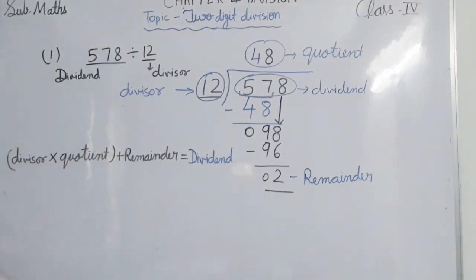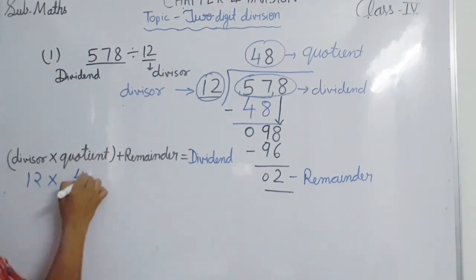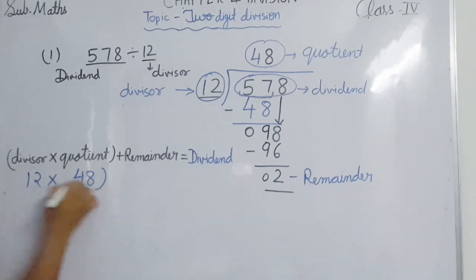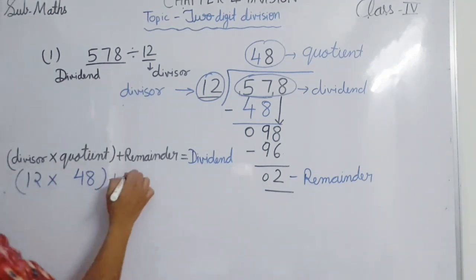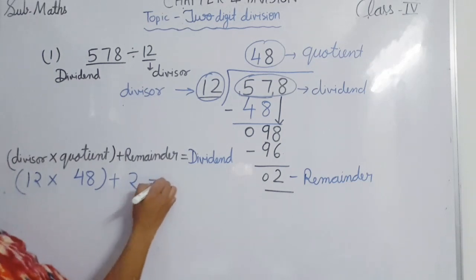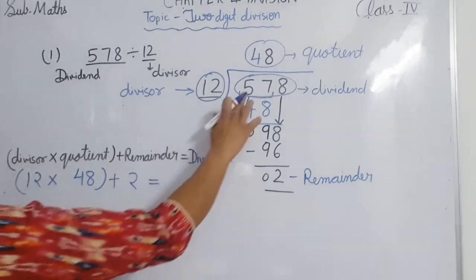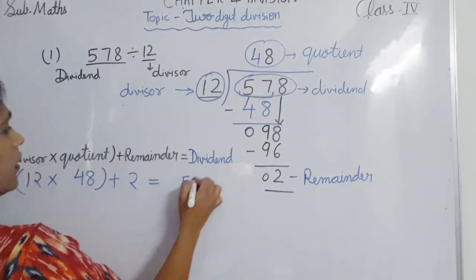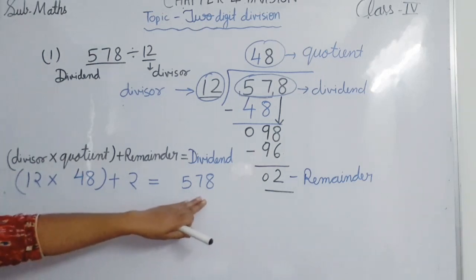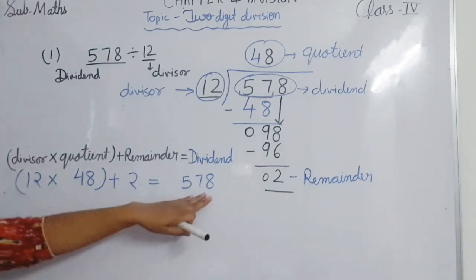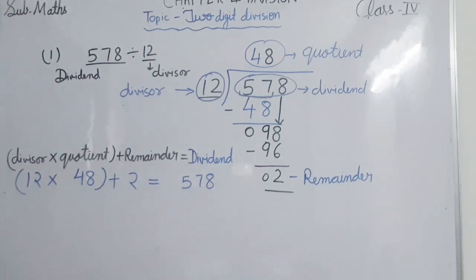What is the divisor here? 12, multiplied by, what is the quotient here? 48. Put them in brackets, then plus, and what is our remainder here? 2. So it should be equal to what? 578. This statement should be equal to this. If this one is equal to this, it means our division is correct.